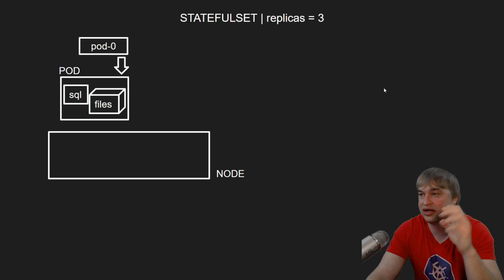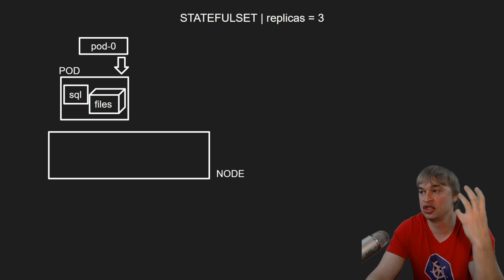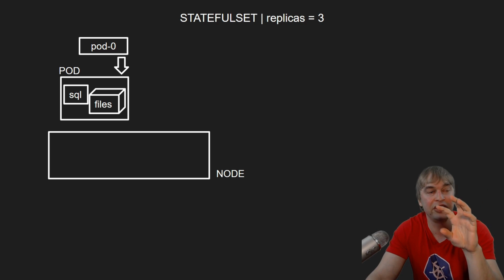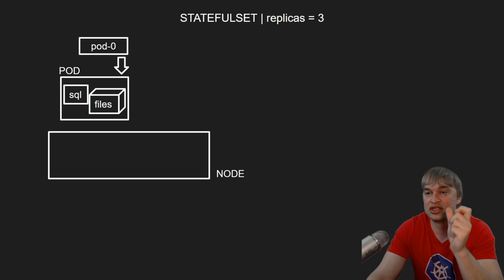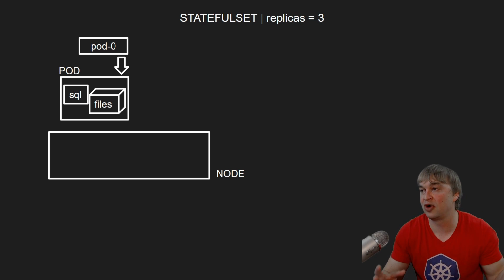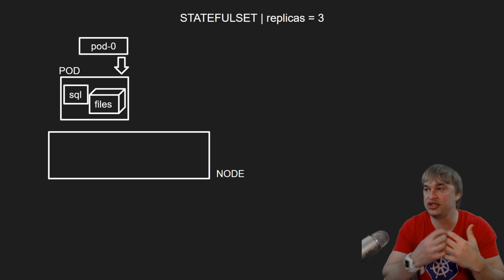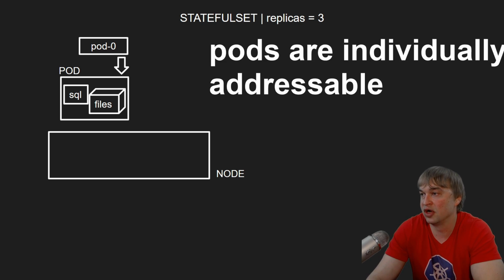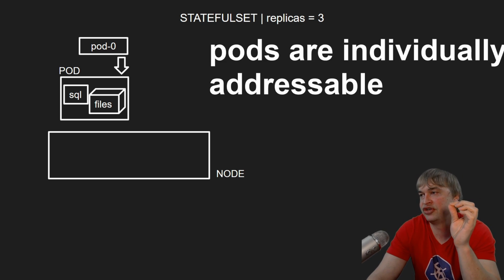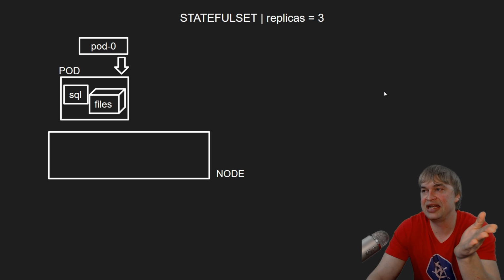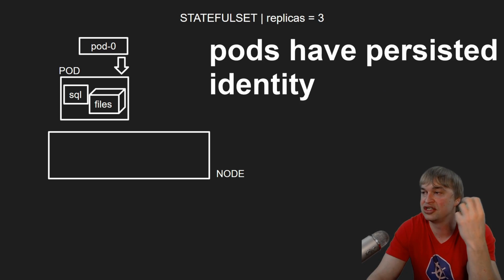But the cool thing here is that if pod 0 gets destroyed and recreated, it will be recreated with the same DNS name, so that whoever wants to call it as part of a cluster will be able to address pod 0 again from a network point of view, even though the IP address might change. You can also see now that the pod name doesn't have a random hash. It has an ordinal number that starts from 0.